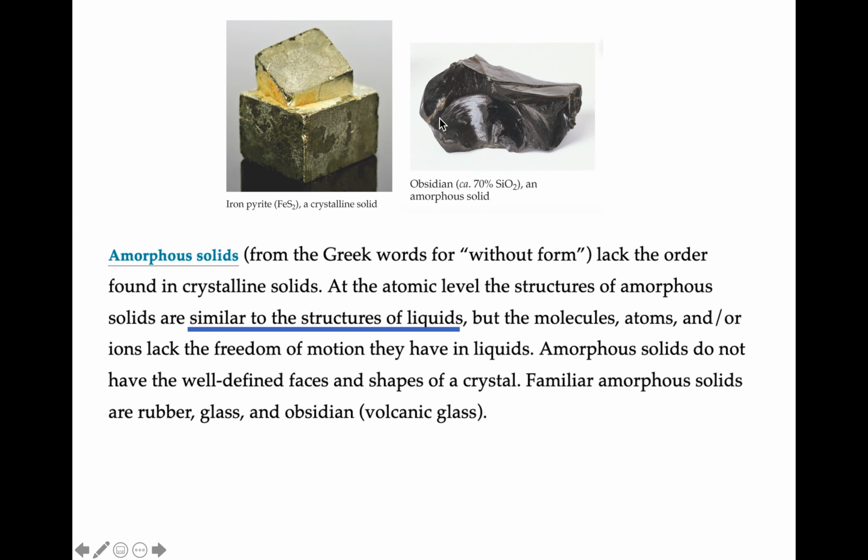When we're looking at crystalline versus amorphous, the amorphous solids lack the order that we're going to find within a crystalline solid. At the atomic level, they're very similar to the structure you'd find of a liquid. So this is going to be useful for me because this is going to give me some insight into how I think about liquids as well. There's listed different examples. Rubber, glass, volcanic glass are all examples.